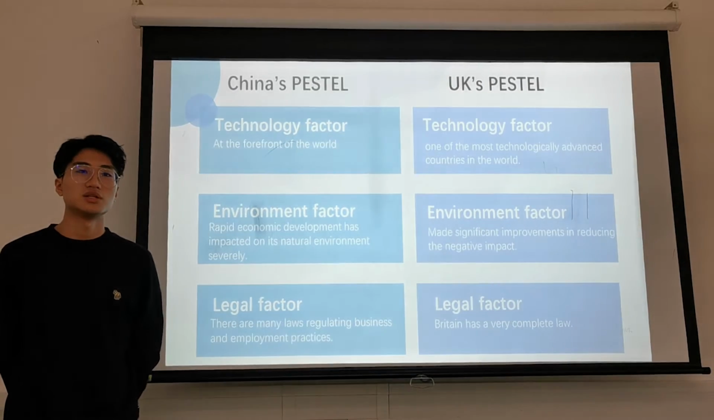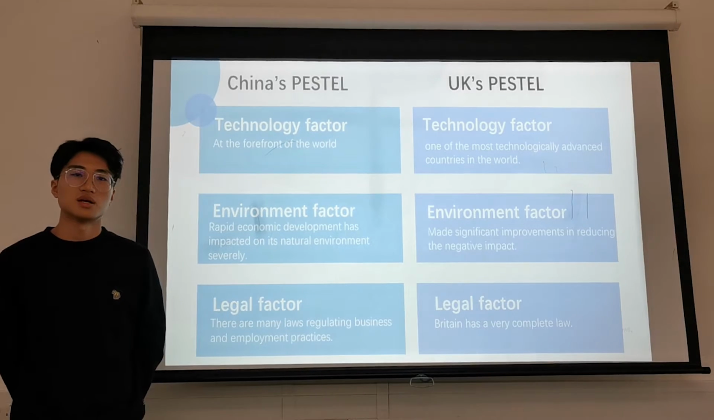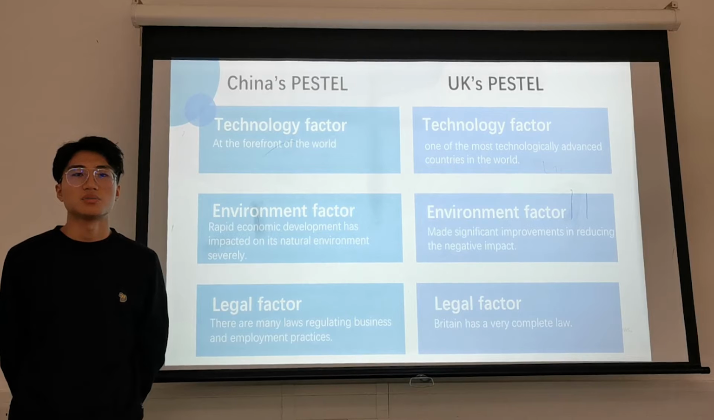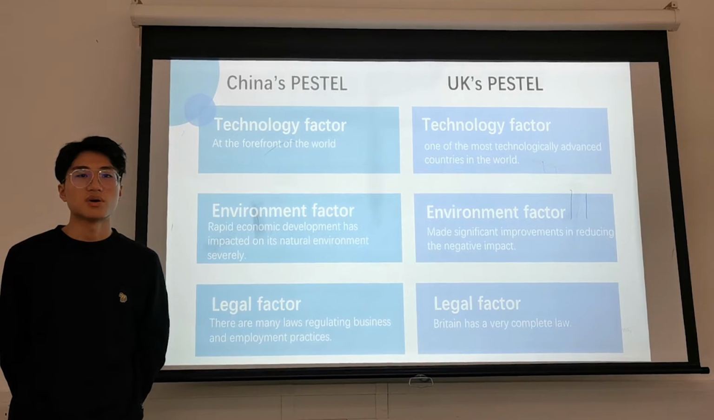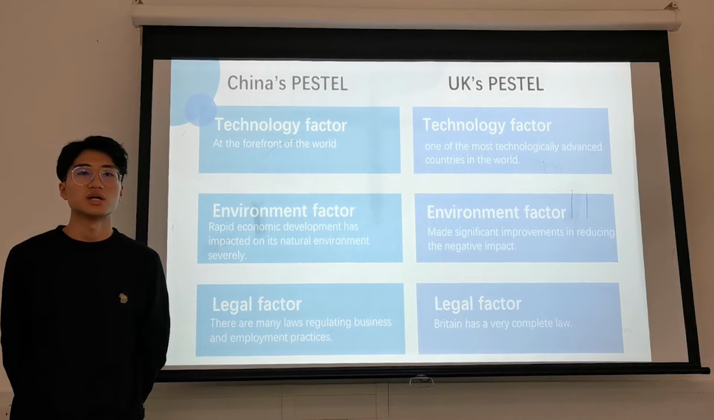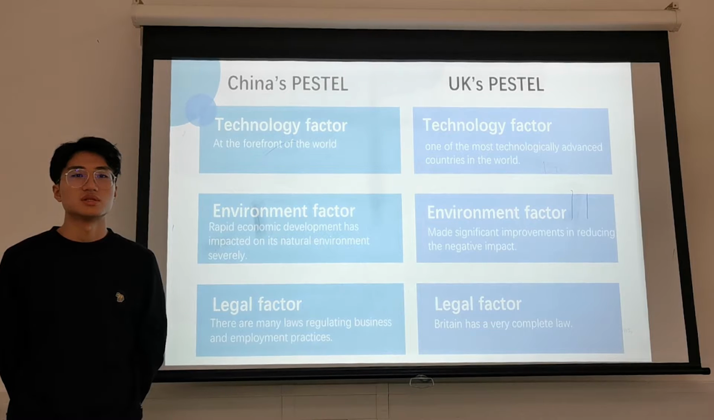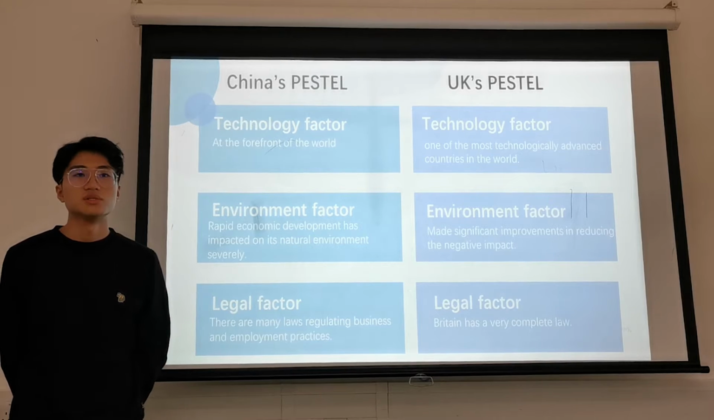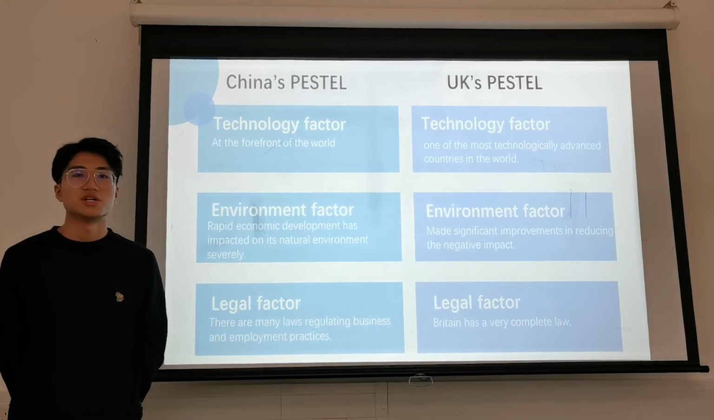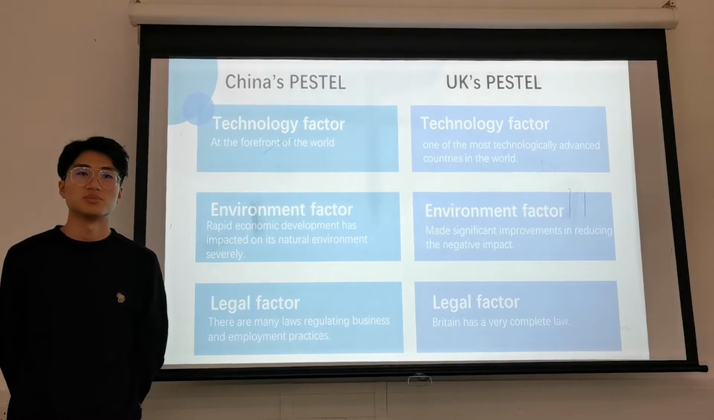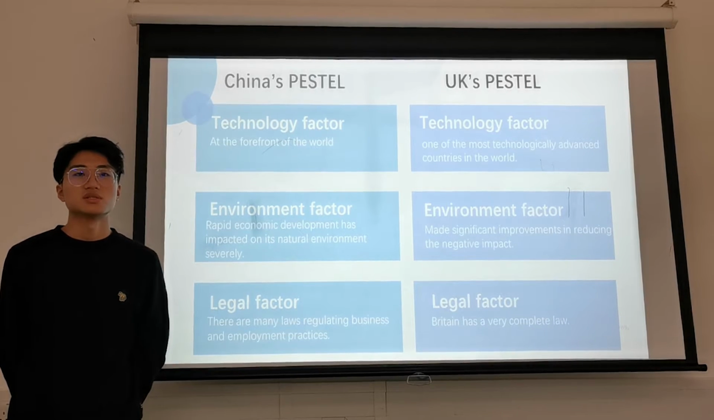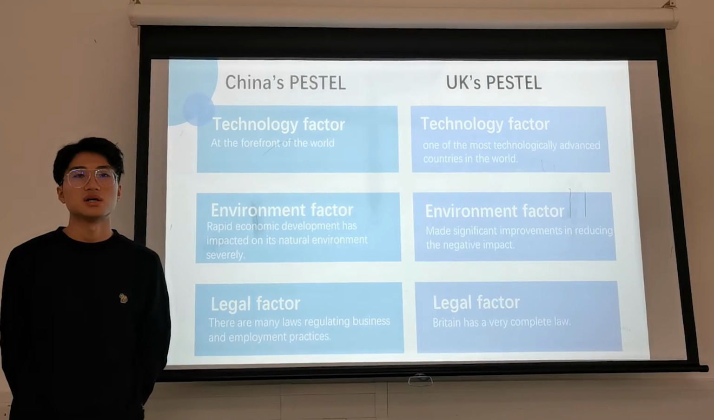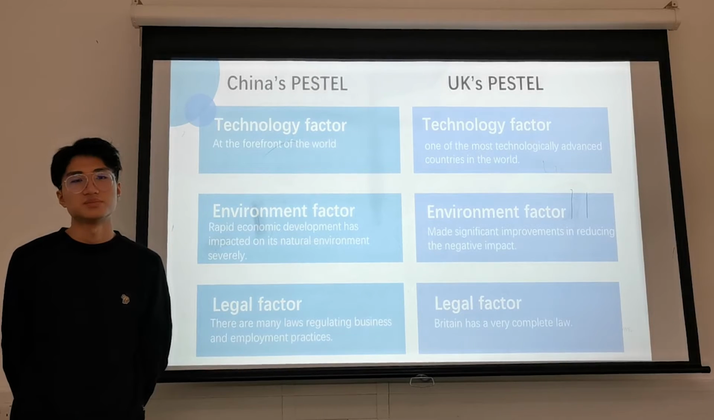Next is about technology. There are some big tech companies in China, like Baidu and Alibaba. However, these companies are so powerful that many big companies from foreign countries have failed in China. The UK is one of the most technologically advanced countries in the world. As for the environment, with the development of technology, China's environmental problems are becoming more and more serious. However, China's government has taken many measures to address it. As for the UK, economic activities impact the environment.